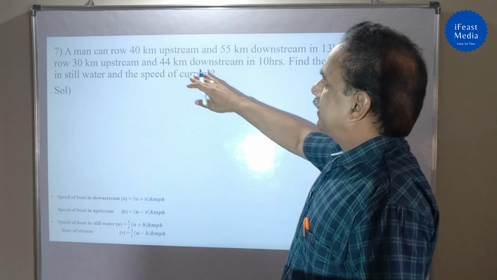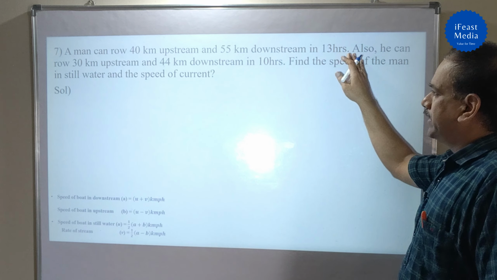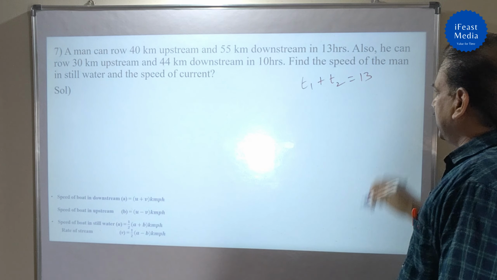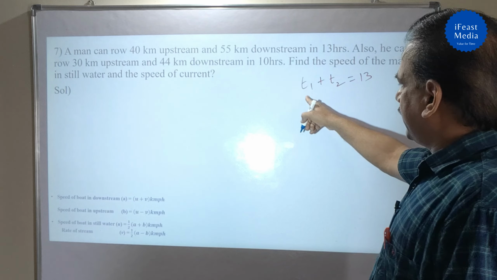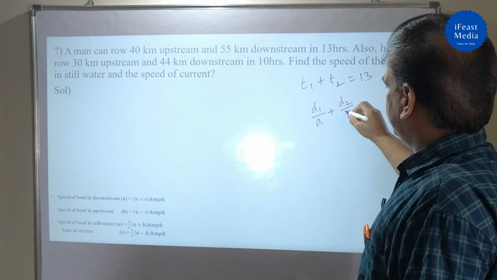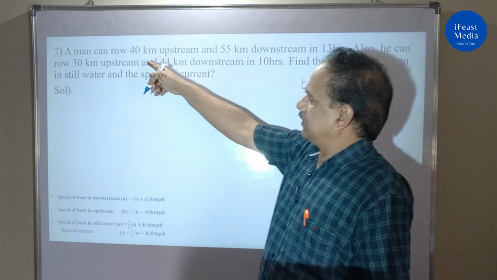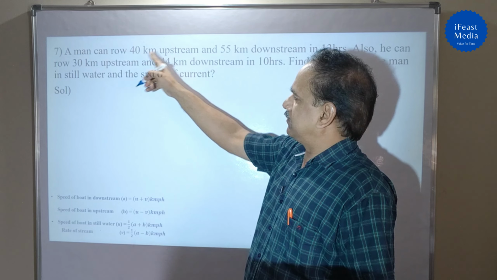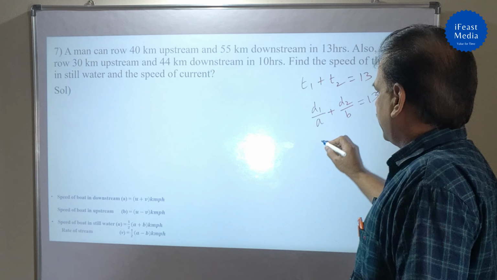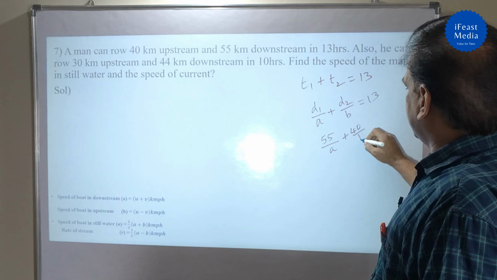So coming to this problem, a man can row 40 kilometers upstream and 55 kilometers downstream in 13 hours. Again, the total time taken is 13 hours. Right, 13 is given in hours itself. So what is the time T1? It is D1 by downstream A, D2 by upstream speed of the boat in upstream B, equal to 13. Downstream distance is 55. 55 by A plus 40 by B equal to 13.